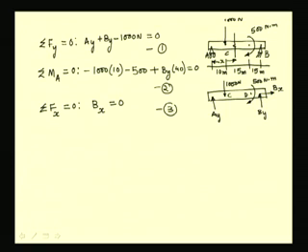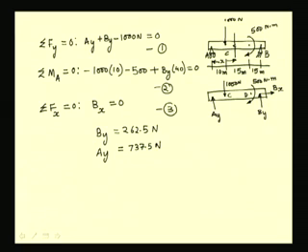We have already found that Bx is 0. By solving 1 and 2, we find By to be 262.5 newtons and Ay as 737.5 newtons. Now, we can proceed to determine the internal forces, that is the shear force and bending moment.